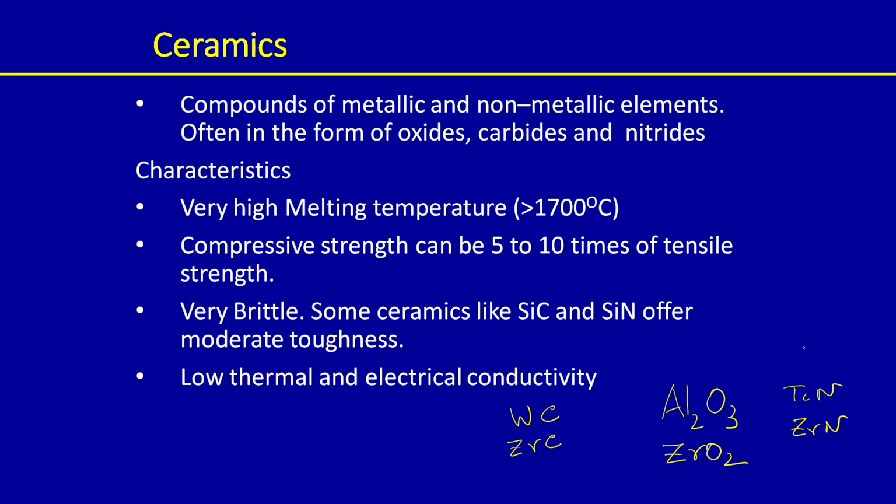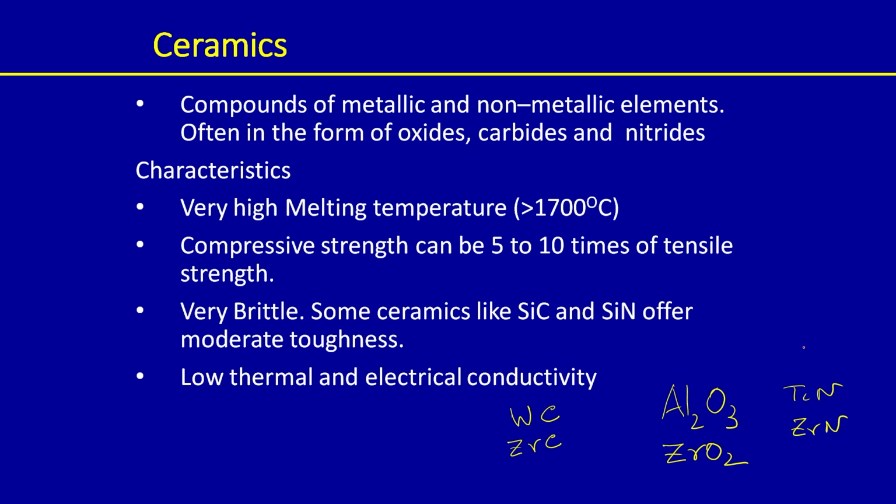Well, ceramics are traditionally important for high temperature applications. They are compounds of metallic and non-metallic elements. Go back to the periodic table. The metallic elements are in the center part or left part of the periodic table, and non-metallic elements like oxygen, carbon, nitrogen, boron are on the right side. Boron is on the left side, but oxygen, carbon, nitrogen are on the right side of the periodic table. So, when they react and form oxides, carbides, nitrides, it produces ceramics.